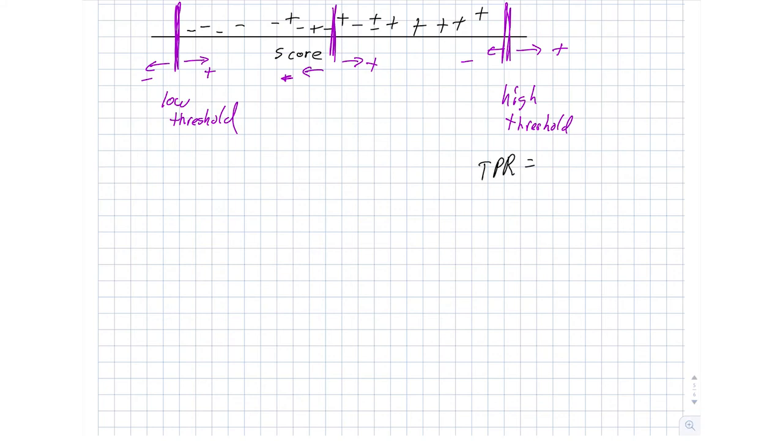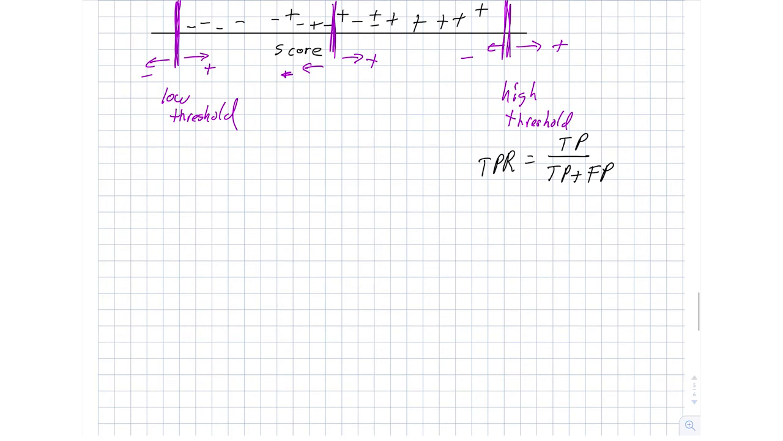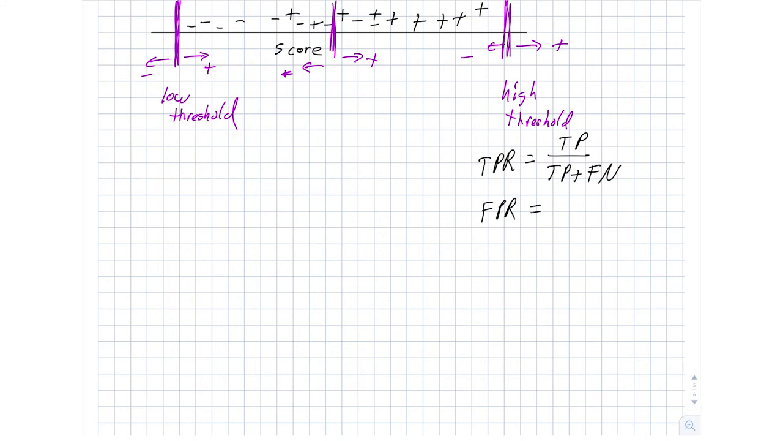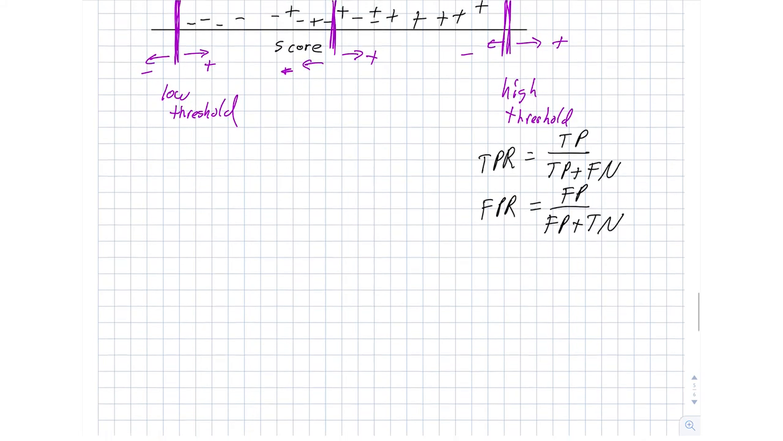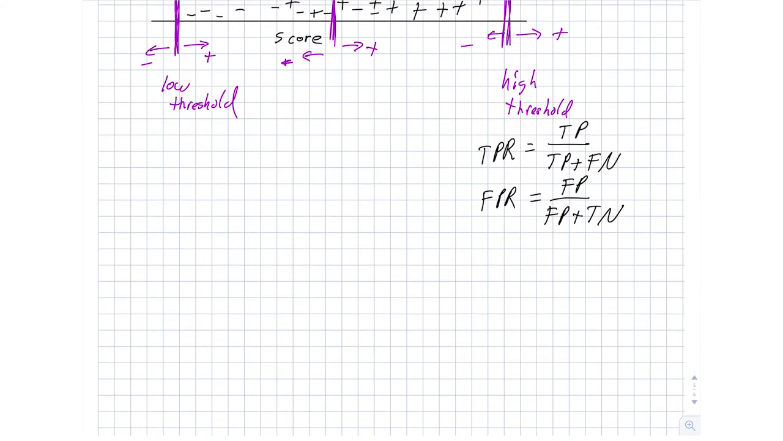So remember that our true positive rate is true positives over true positives plus false negatives. And our false positive rate is false positives over false positives plus true negatives. Okay, so I'm going to draw in another graph here. This is going to be threshold along the horizontal axis, but I'm going to switch the axes around, and I'm doing this for good reason. So this is now going to be low threshold, and this is high threshold here.